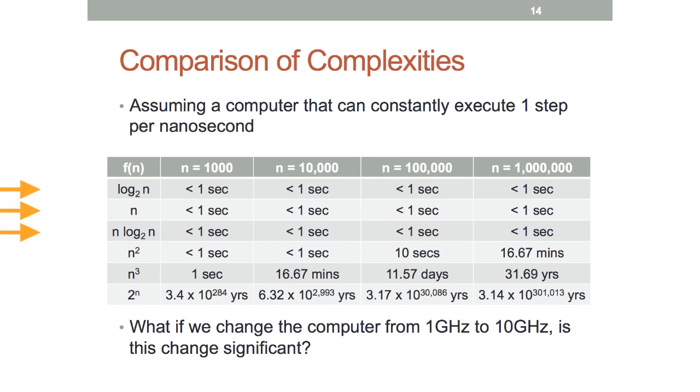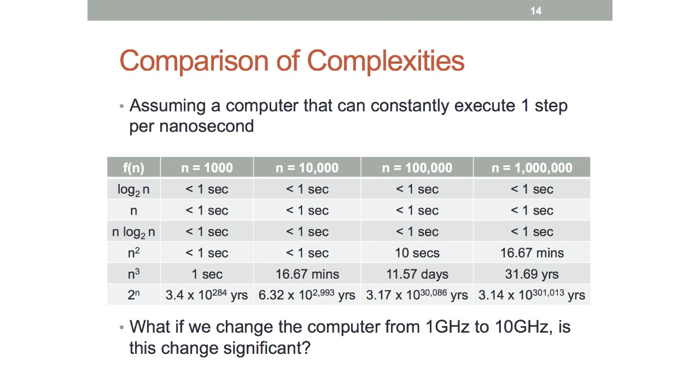In the first three complexities, notice that the execution time is always less than a second, even if we increase n from 1000 to 1 million. Looking at the quadratic, the execution time becomes noticeable for n greater than 10,000. For the cubic, even when it's just 1000, execution time is already noticeable. As for the exponential, well, honestly, I don't think anyone is willing to wait for centuries for their algorithm to finish. Let's change the computer from 1 GHz to 10 GHz.